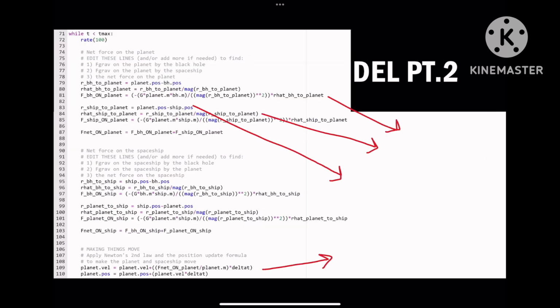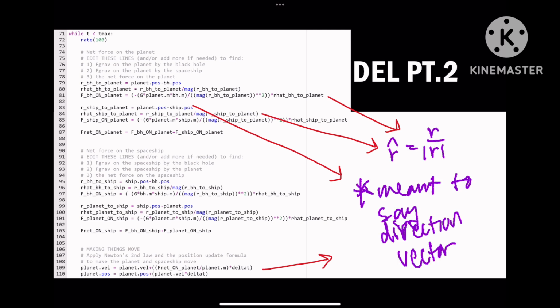For the lines of code, I adjusted my code accordingly so that it would demonstrate the planet's orbit around the black hole and the spaceship's motion. To find the overall net force acting upon the planet and spaceship, I first found the distance between the spaceship and its surroundings, and the planet and its surroundings. Then I found the magnitude of this distance by using the following formula.